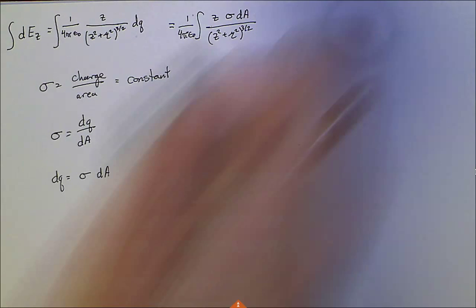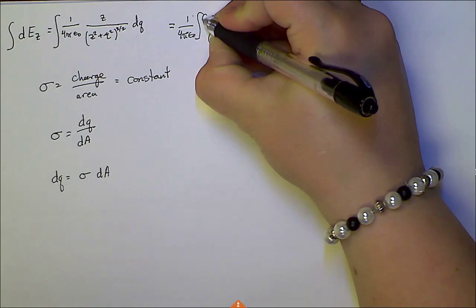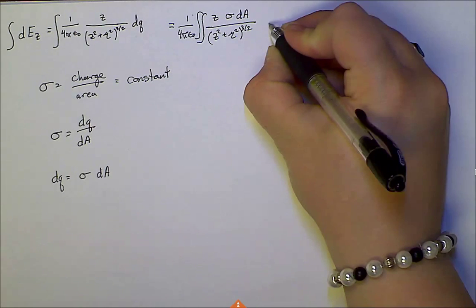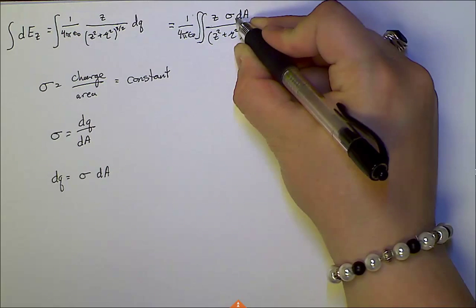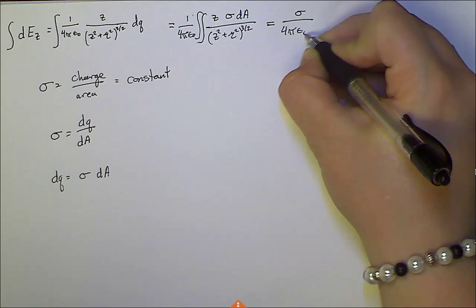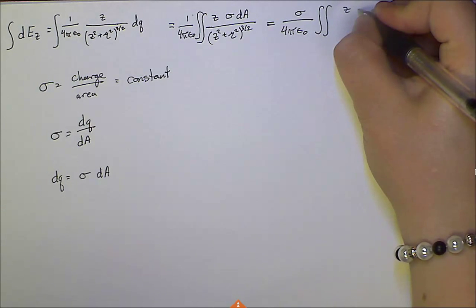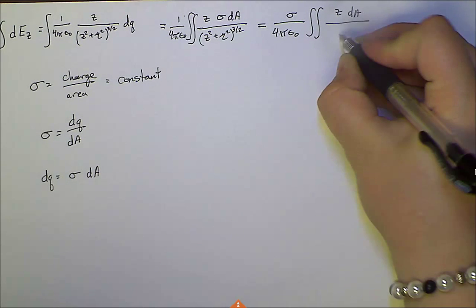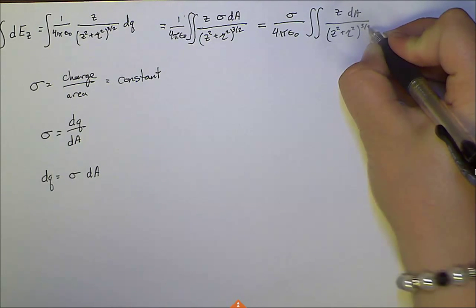Now this is an area integral, which means I will need to integrate over 2 dimensions. So I'm going to go ahead and add in my second integral here. Now sigma is a constant, so I'm going to bring it outside of my integral. Sigma over 4 pi epsilon naught, over 2 dimensions, z dA over z squared plus script r squared to the 3/2 power.